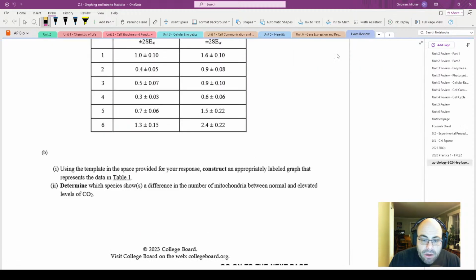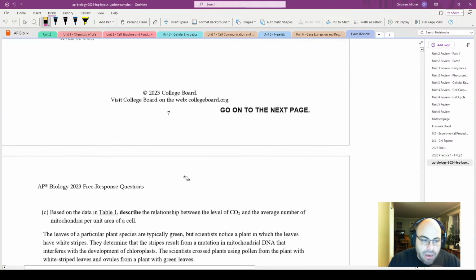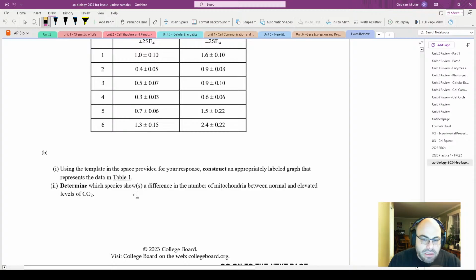So how do you literally answer this question? Determine which species show a difference. The two species that show a difference are 5 and 6, period. Move on. Don't tell them why you think that. They're not asking why you think that. If they were asking you to tell them that, they would use the word justify, right? It didn't say that. It just says determine. The two species that show a difference are 4 and 5, period, moving on.